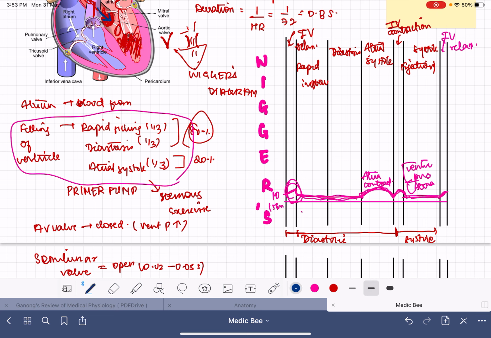We will name these A, C and V. The A is caused by the atrial contraction. The C is caused by the backflow of the blood, and the V is caused when the atria is filling up again. So these are the 3 pressure waves that we'll see in the atrial pressure curve.